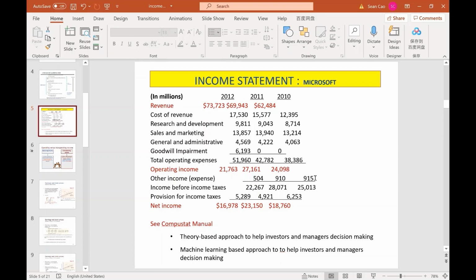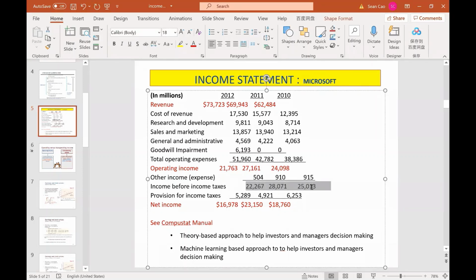There are two things I want to discuss on the income statement. First thing is, when people look at the income statement, normally people look at the bottom line number. So here, 6978, look at the bottom line number. But the bottom line number comes from different things. The bottom line number is actually a combination of the operating income and the other income. Let's say we forget about tax. Let's say people focus on this number, 22,267.